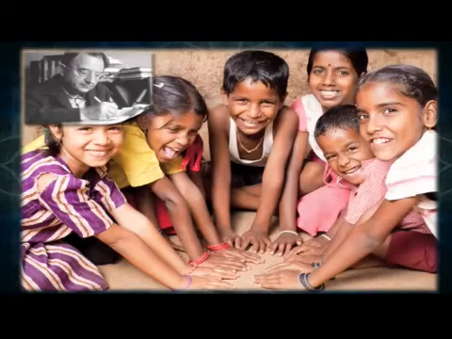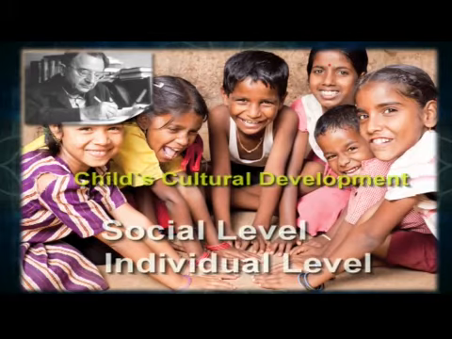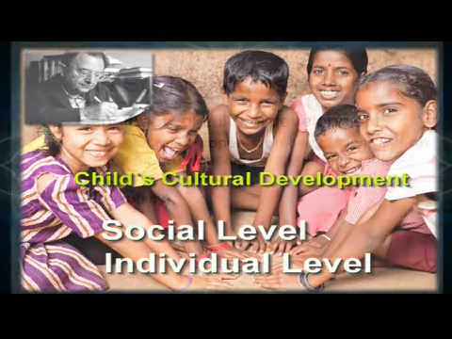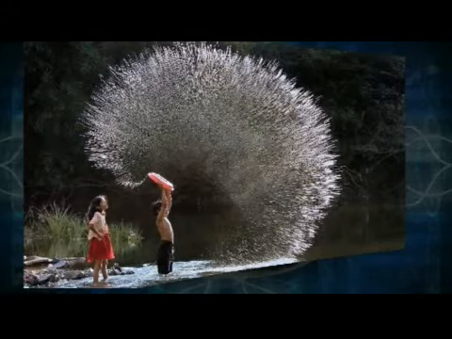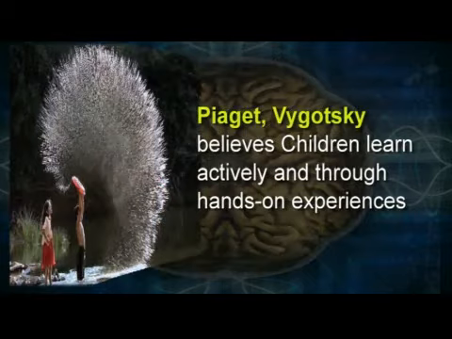Vygotsky views every function in the child's cultural development as appearing twice: first on the social level and later on the individual level; first between people, interpsychological, and then inside the child, intrapsychological. Like Piaget, Vygotsky also believes that children learn actively and through hands-on experiences.